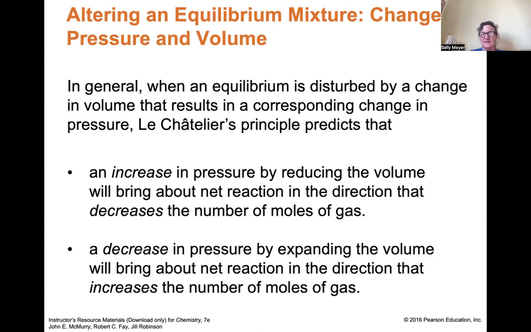And if you increase or decrease the pressure but you have equal stoichiometry, so let's say 1 mole of gas goes to 1 mole of gas, then the reaction has no options for alleviating the stress, and it will stay as it is. It won't react forward or backwards.